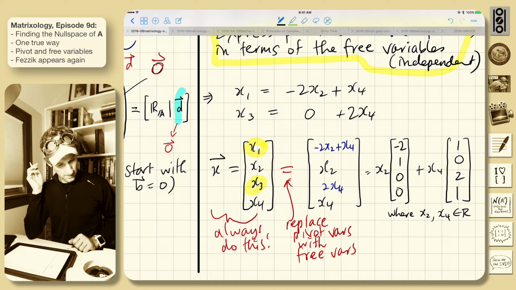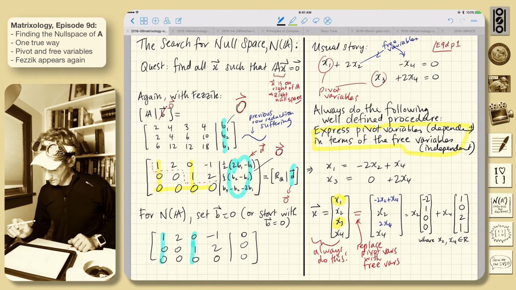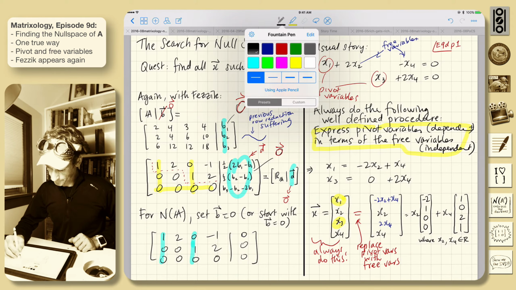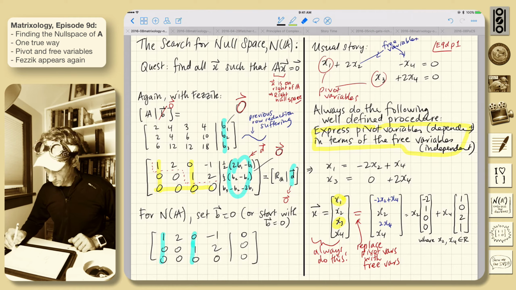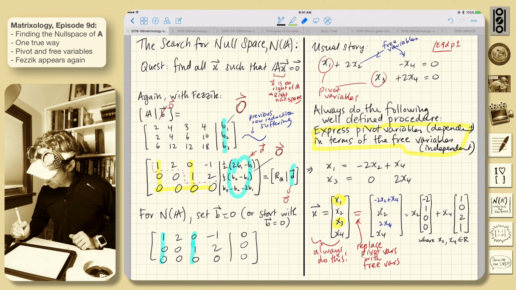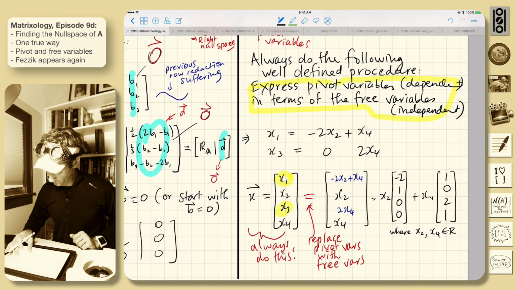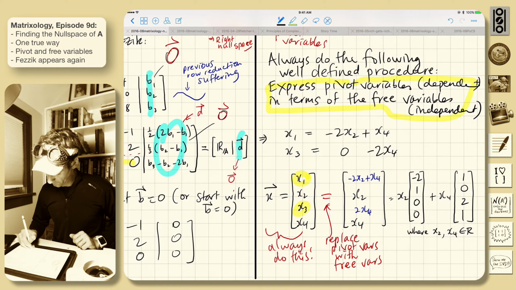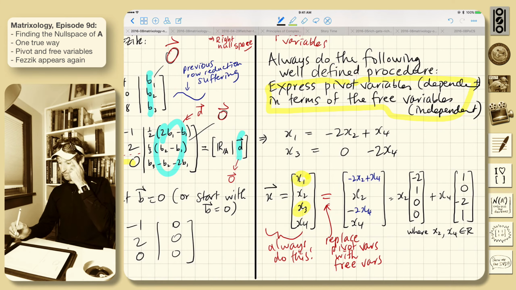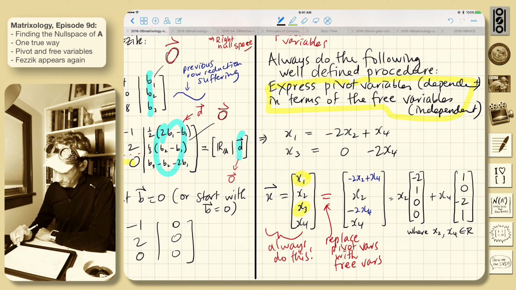And I think I should have. Should I have a minus 2? Oh, I've done a bad thing. Yeah, of course. So this is, right, when we put this on the other side, so let me get the right thing. So it's here and here. So let's, hopefully you spotted that. Minus 2x4, minus 2x4, minus 2. All right. Yeah. Okay, so, and where x2, x4 are elements of real numbers.